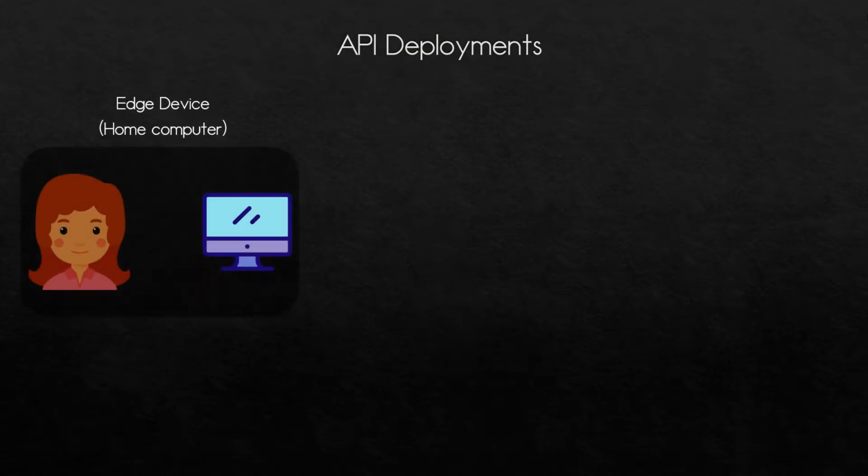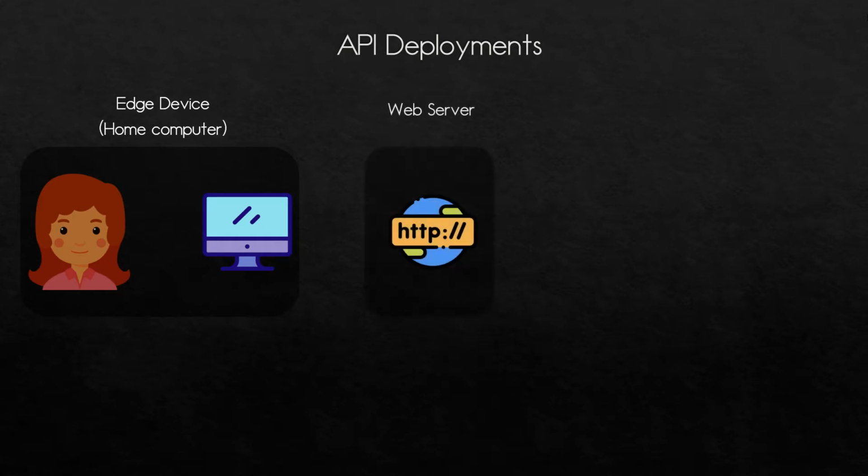First is the end user. Here we have Betty. She's at home with her computer. Second, imagine that we're deploying a web-based application, so we're going to need a web server. The web server is going to provide the web page for Betty.